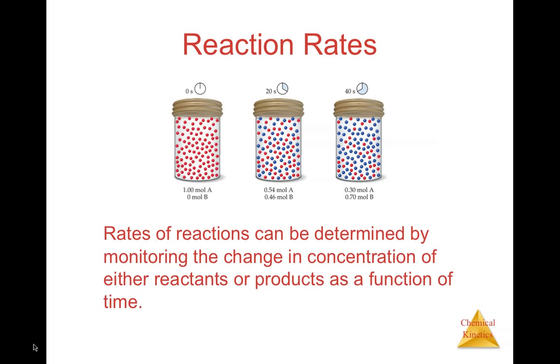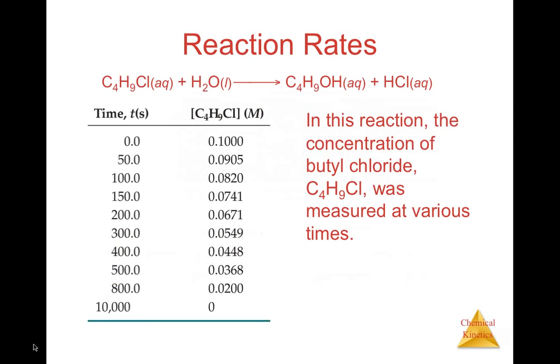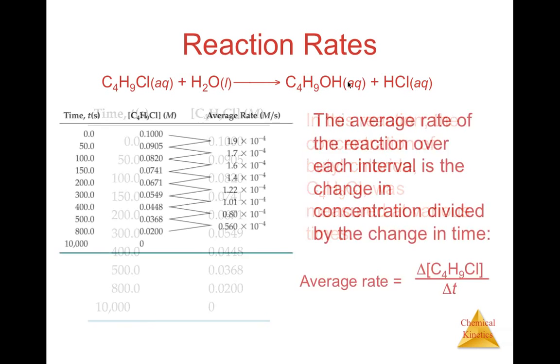Rates of reaction can be determined by monitoring the change in concentration of either reactants or products as a function of time. So change in concentration divided by the change in time is what we're going to be looking at. In this reaction, the concentration of butyl chloride was measured at various times, and you can see here, as time goes along, concentration of butyl chloride decreases. That's because it's used up and it's made to become this other stuff.